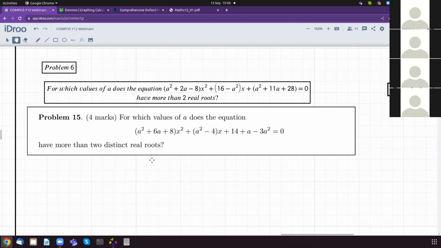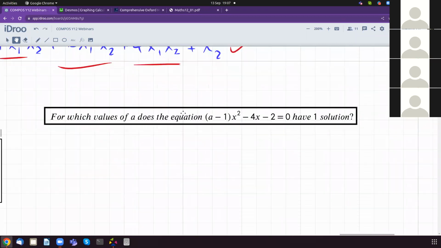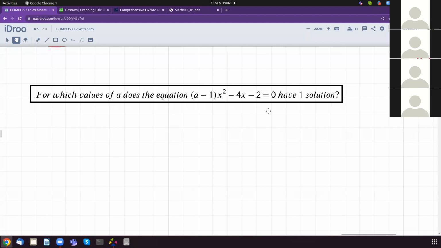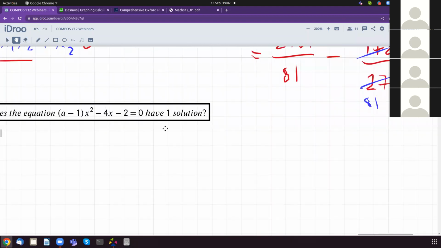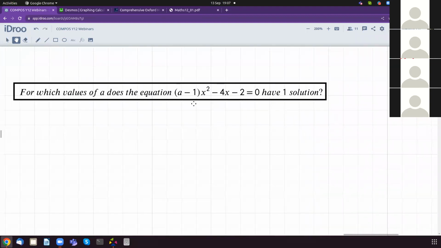Okay, so what if you have a value of a when a is x? Because that would make it a cubic. No, a is a constant value. A cannot be variable. A cannot depend on x. But okay, let's look at a much simpler question. For which values of a does the equation have only one solution?